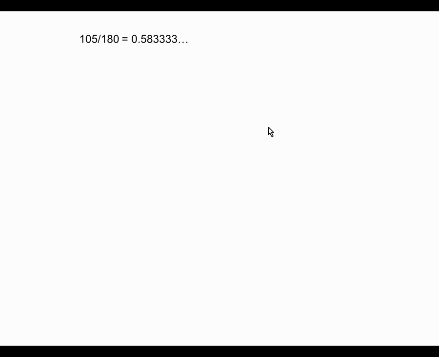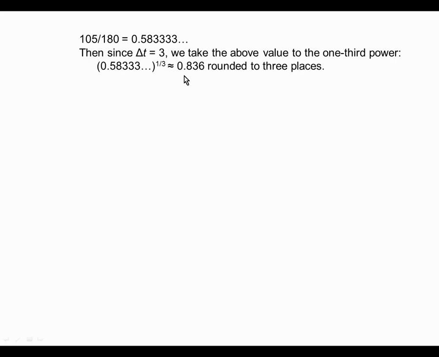Now remember, the delta t was 3. So the growth factor is going to be this ratio raised to the 1 over delta t power, so to the 1 over 3 power. So 0.58333 forever, raised to the 1/3, to 3 places, is 0.836. There's our growth factor. And remember, we had the initial value of 180, so d is equal to 180 times 0.836 raised to the t power. There's our expression for d.